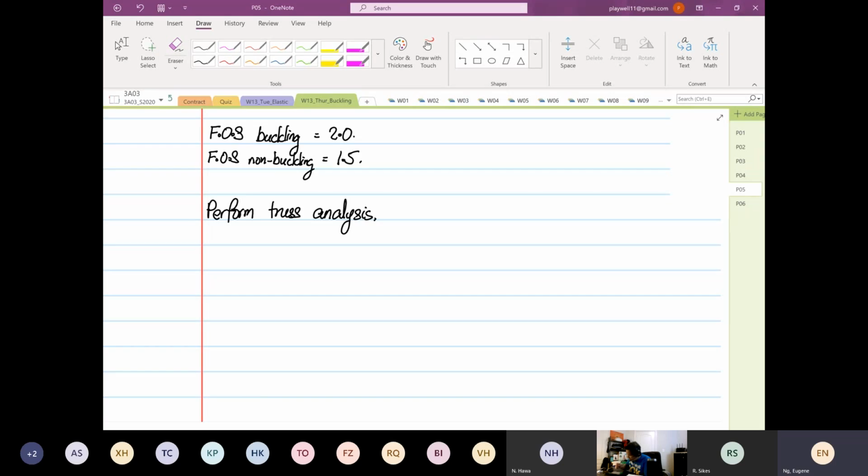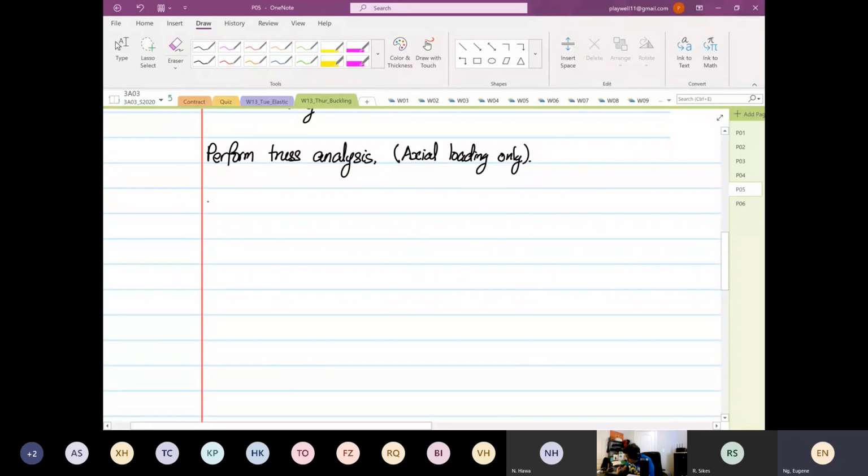It's okay. So when we say perform truss analysis, we are only going to consider axial loading only. Okay, we are only going to consider axial loading. We're not going to consider bending or whatsoever. Okay. So for this case, we're going to apply method of joints. I hope you all remember your method of joints. All right. If not, I can do a very quick one.